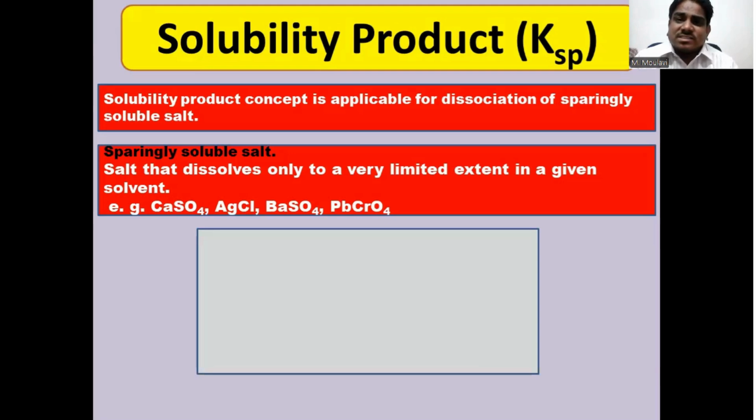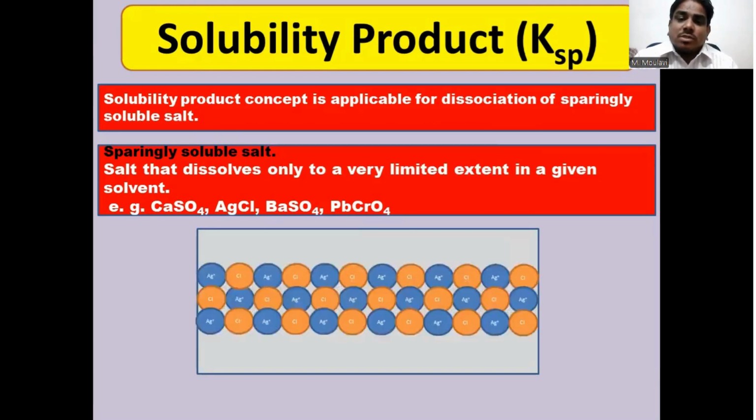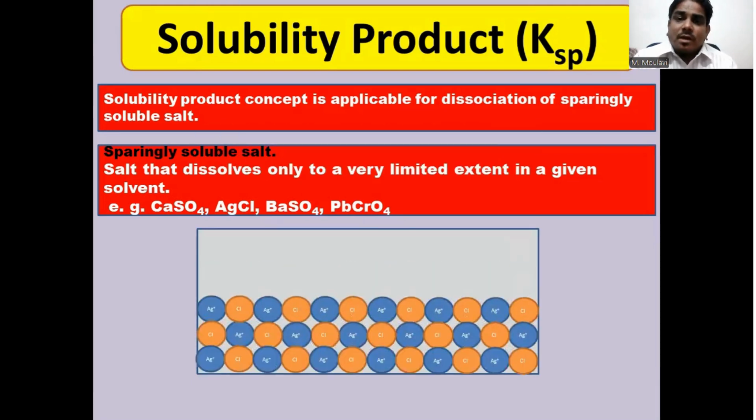So this is a flask in which we are taking the water, and in that water we are adding the silver chloride sparingly soluble salt. After addition of silver chloride in the water, a very little fraction of the Ag+ ion and the Cl- ion undergoes dissociation, meaning its dissociation is very weak. And this dissociated part remains in equilibrium with the solid.